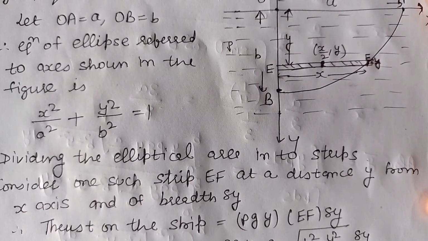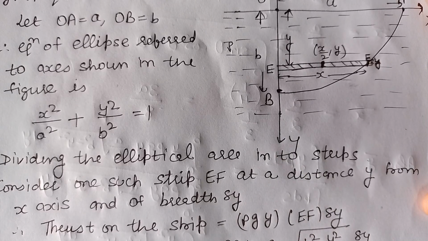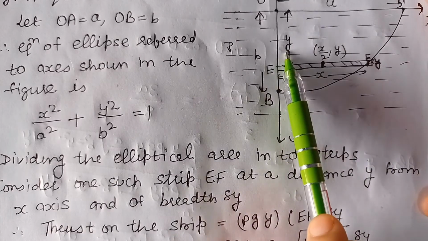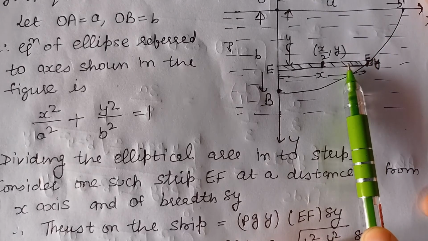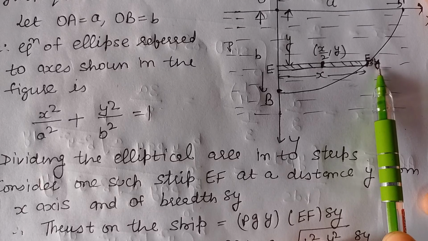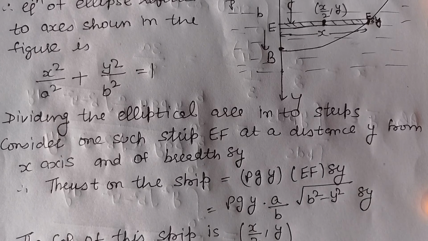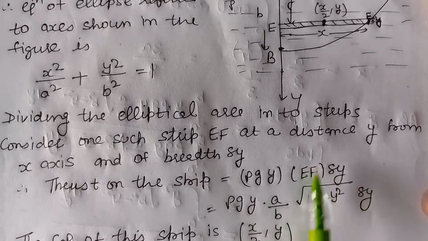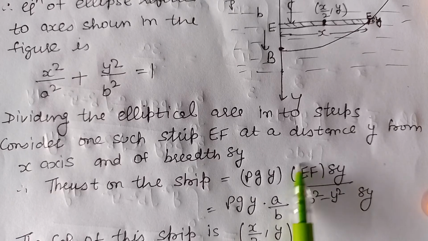Now, let us divide this elliptical area into strips, and we consider one such strip EF, which is at a distance y from the x-axis, and the breadth of this strip we have denoted by delta y. Now, let us find the thrust on this strip. By definition, it is given by rho into g into y into the area of the strip, which is EF into delta y. Now, we can substitute the value of EF.